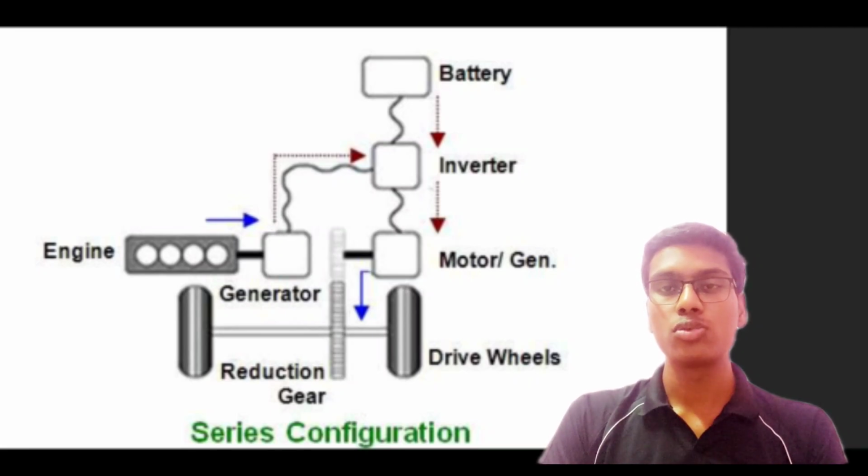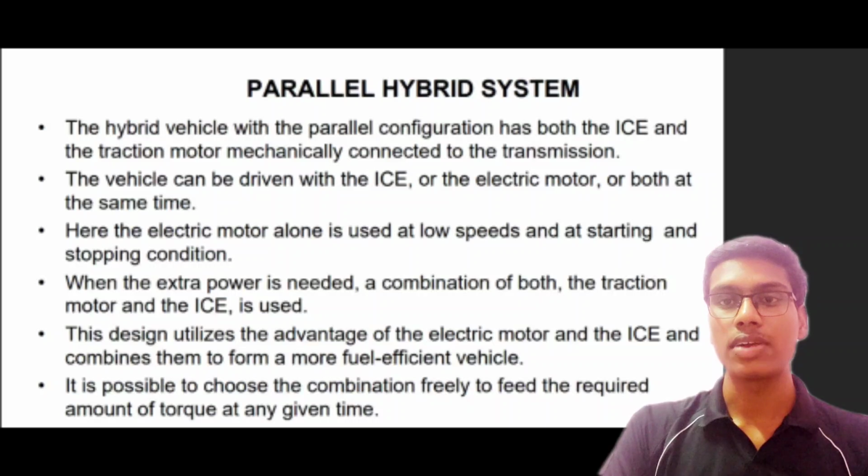Next, we will move on to the parallel hybrid electric vehicle system. In the parallel hybrid electric vehicle system, there will be an internal combustion engine as well as a transmission, and then a motor which combines in the transmission system. Both of them will work for the rotation of the shaft, which leads to the movement of the electric vehicle as well.